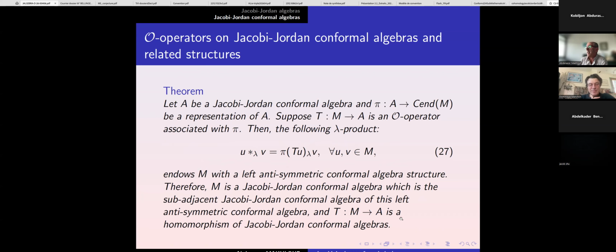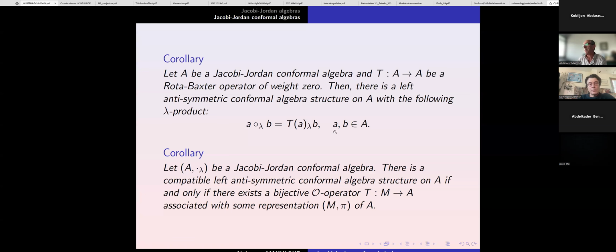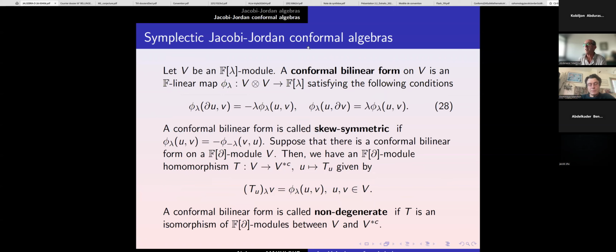antisymmetric, like left antisymmetric. We have this left antisymmetric conformal algebra, which like Bai, if Dominique wants, anti-pre-Lie algebra, and we have also some nice constructions on the image. Then this is again an antisymmetric conformal algebra, and we recover all these constructions.